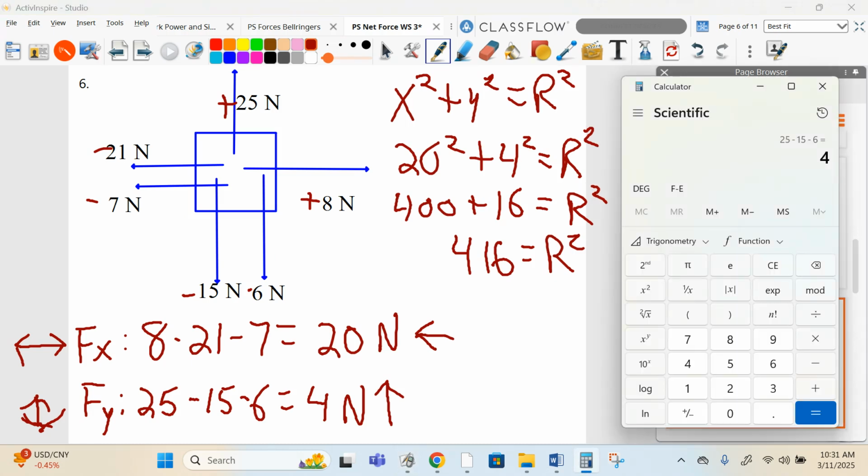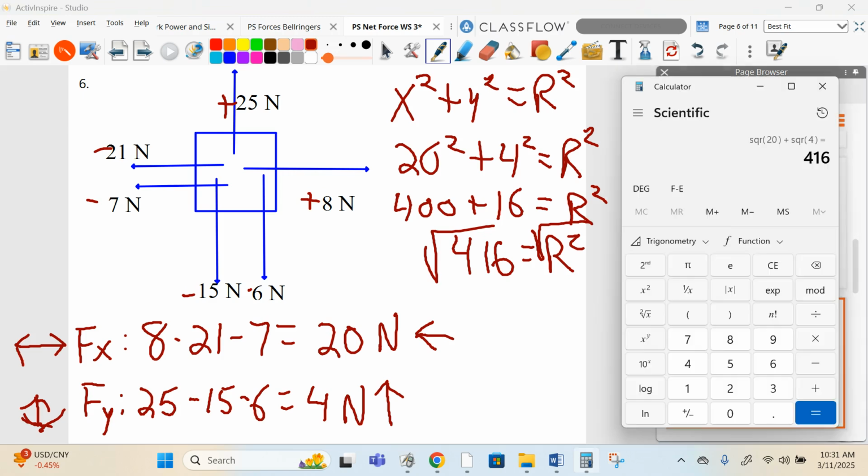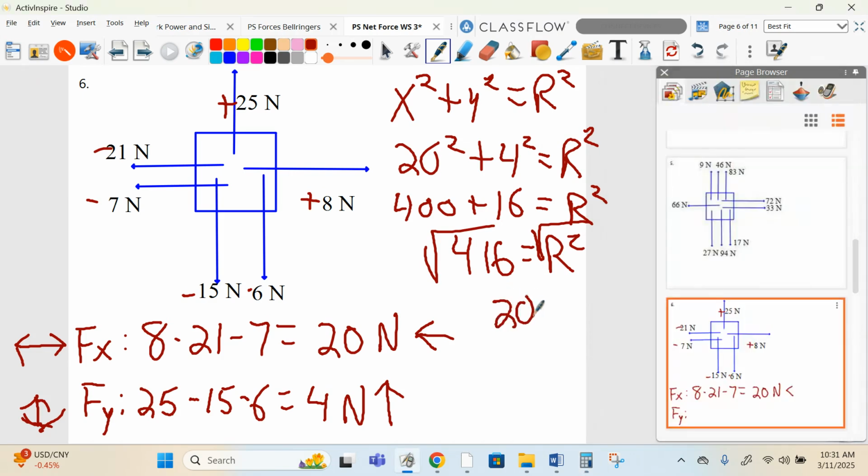Now, I can do this individually, or I can type this all in my calculator at the same time. 20 squared plus 4 squared equals 416. I'm at the same answer. But I don't want to have r squared as my answer. I want to find out what r is. My very last step is I want to take the square root of 416. So I take the square root of 416, and I kept 3 digits as my sig figs for this. I have 20.4 newtons.